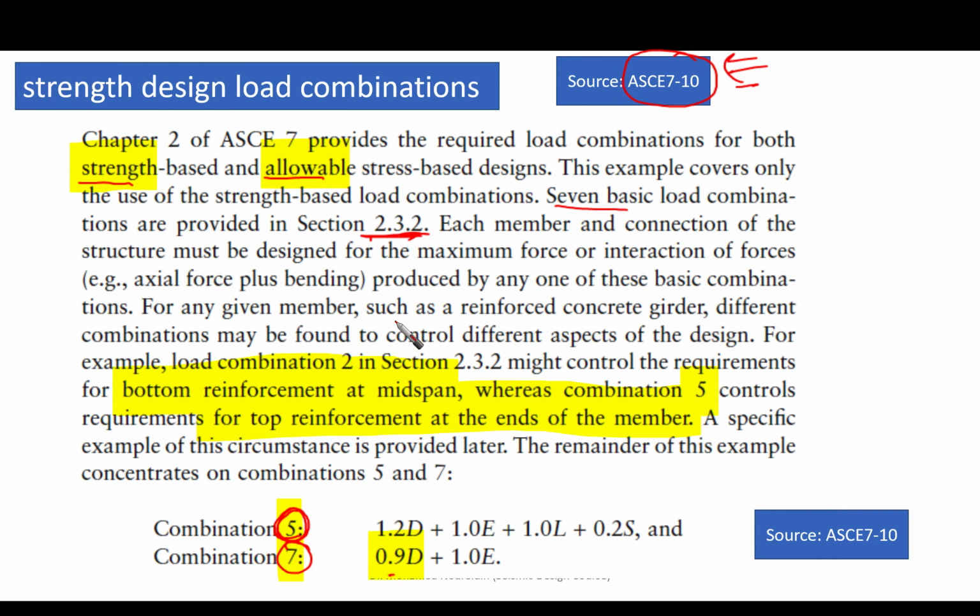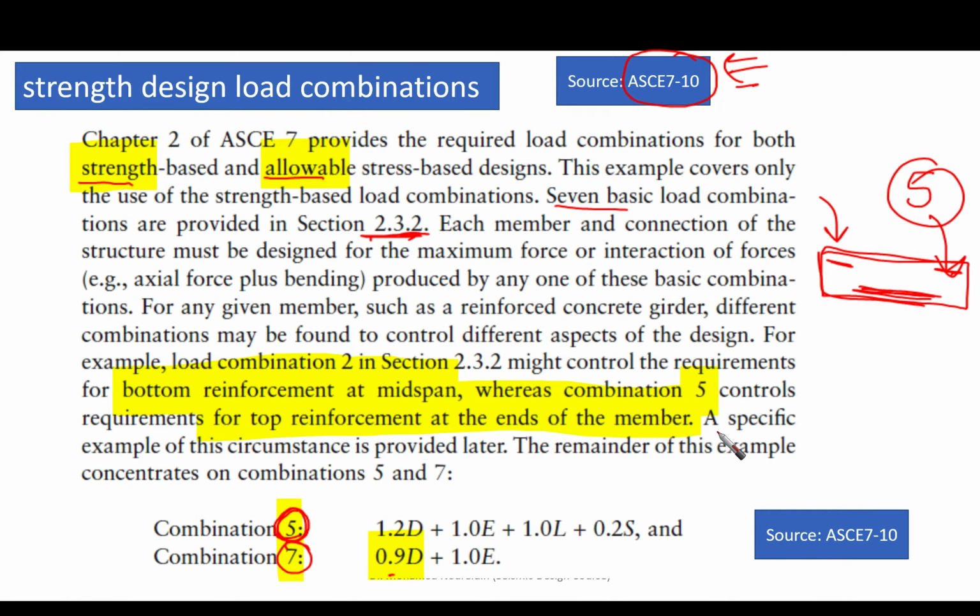For any given member, such as a reinforced concrete girder, different combinations may be found to control the different aspects of design. That's right. If we have a beam, for example, we're going to find that the bottom and the middle are going to be controlled by combination number 2, which is gravitational. However, the top ends of the girder are going to be controlled maybe by load combination 5, for example. So the same element can be designed for different load combinations.